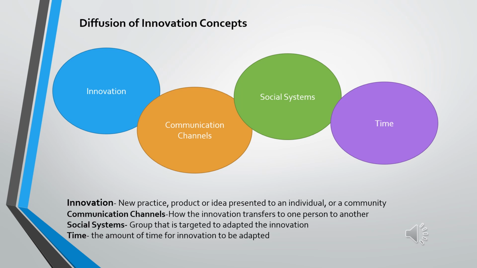So in this slide, these are the concepts of the diffusion of innovation. First, there needs to be a new practice, product, or idea presented to an individual or a community that they see usefulness in. And then there are the communication channels, how the innovation transfers from one person to another. Social systems are the group that is targeted to adopt the innovation. And time is the amount of time for an innovation to be adopted.